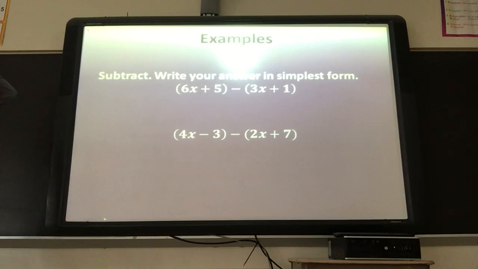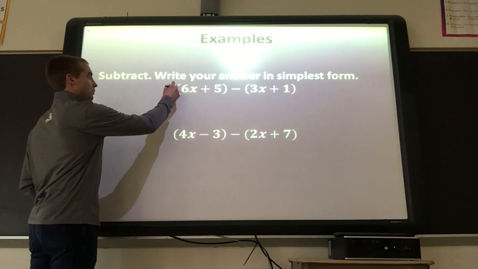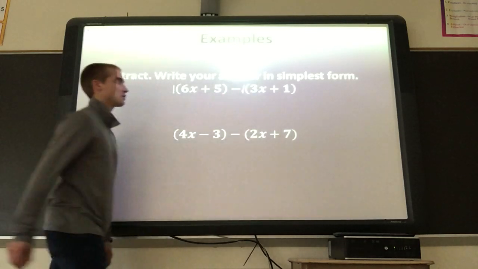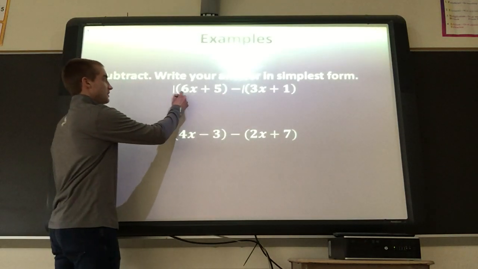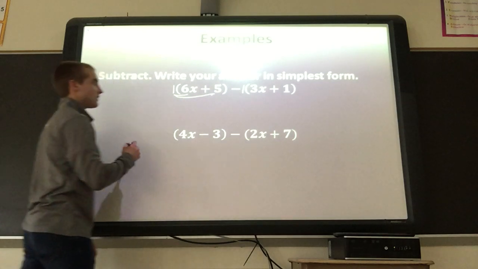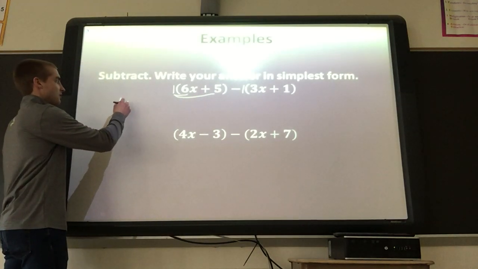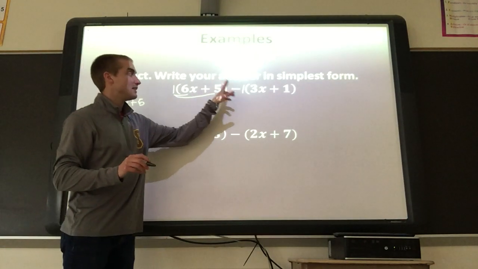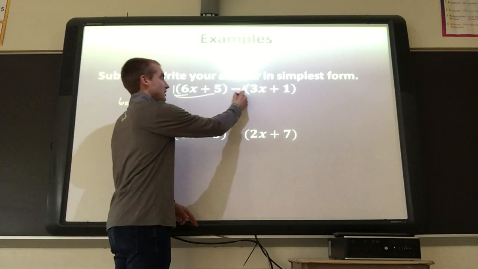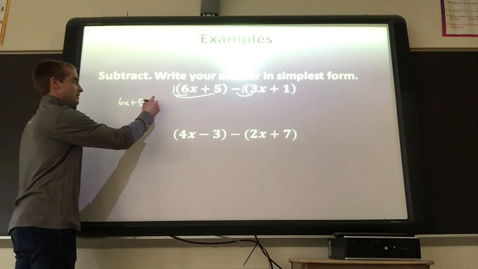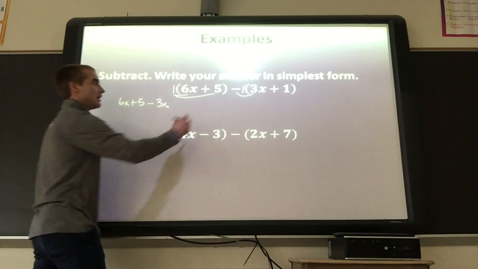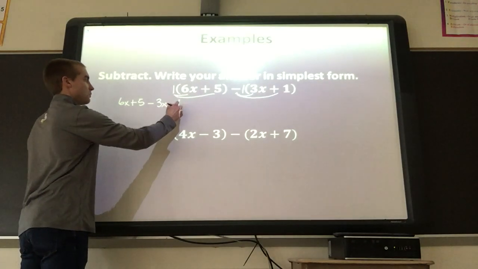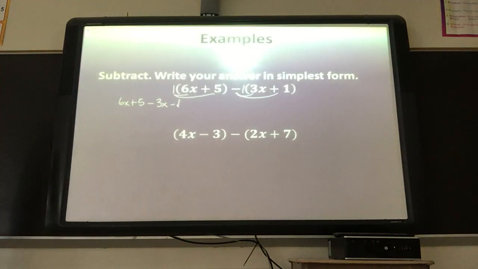So let's look at our first example here. So we'll put a 1 in front of the 6x plus 5, and we'll put a 1 in front of the 3x plus 1. So we do 1 times 6x and 1 times 5. That's going to get us 6x plus 5. But then, this is the key. It's negative 1 times 3x. Negative 1 times 3x is negative 3x. And then negative 1 times 1 would give us negative 1. So that's our new expression.